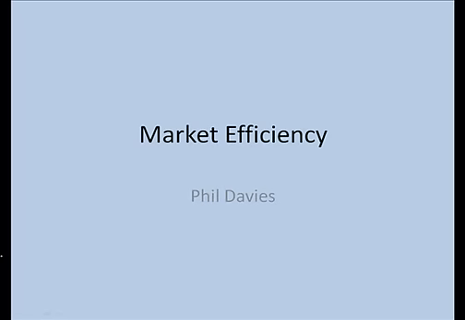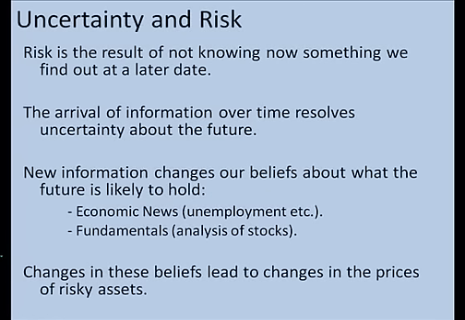Before we start talking about market efficiency, first we have to talk about uncertainty and risk. Risk is the result of not knowing now something that we find out at a later date. The arrival of information over time resolves uncertainty about the future. And new information, as it arrives, changes our beliefs about what's going to happen in the future.